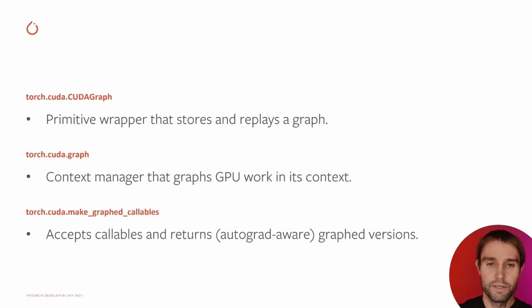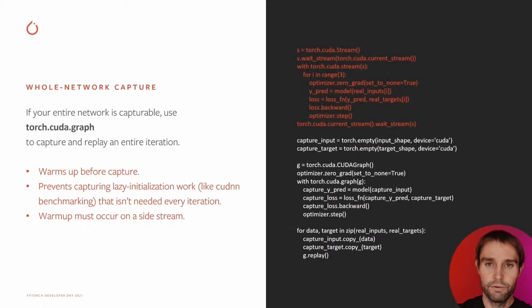There are three user-facing pieces: Cuda graph, a primitive graph wrapper; graph, a straightforward context manager that captures work in its context; and make graphed callables, a gadget that turns a callable, a module or function, into a graphed version. If your whole network is capturable, you should use the graph context manager to capture and replay an entire iteration.